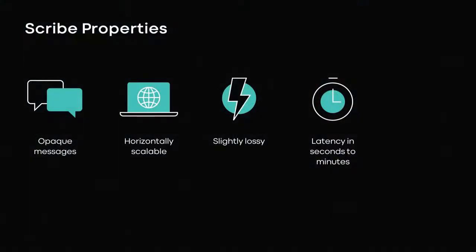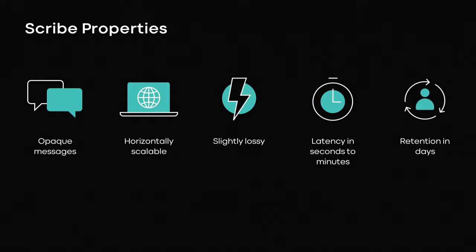With these kinds of transport systems, you may wonder, how long does it take for the message to go from one end of the pipe to the other? Most of the time, this is in the seconds. Occasionally, this goes up to minutes. And perhaps philosophically, we consider Scribe a transport system rather than a storage system. So all data is considered ephemeral and in transit, and the retention can go up to days.